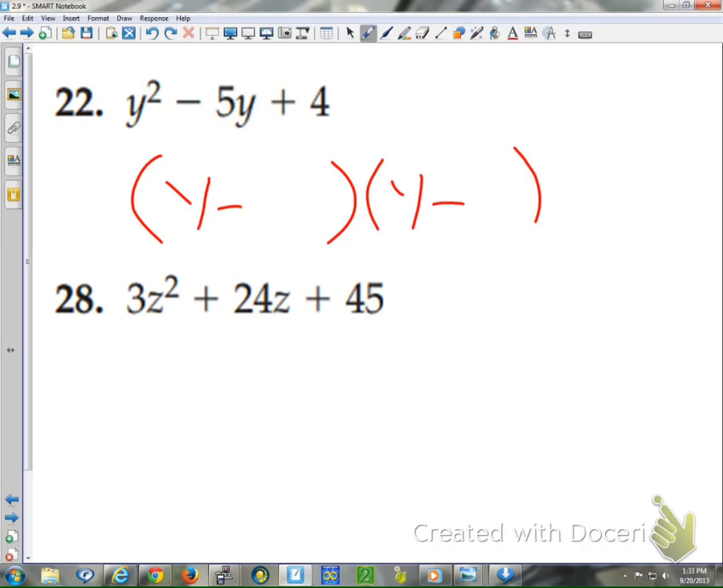So I can write down all my factors of 4. 1 and 4, 2 and 2. I know they all have to be negative. Do any of those add up to get negative 5? 1 and 4. Done. Finished.